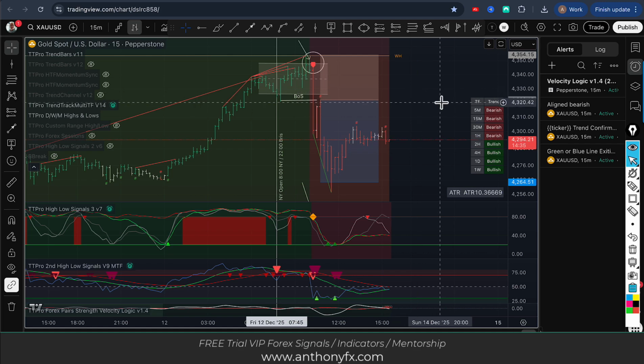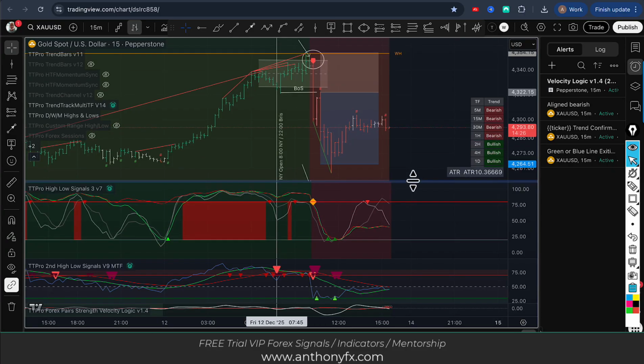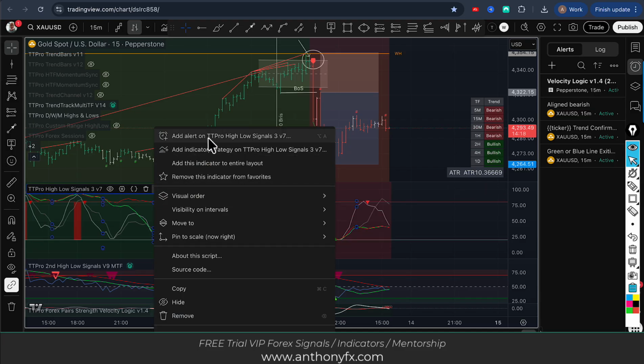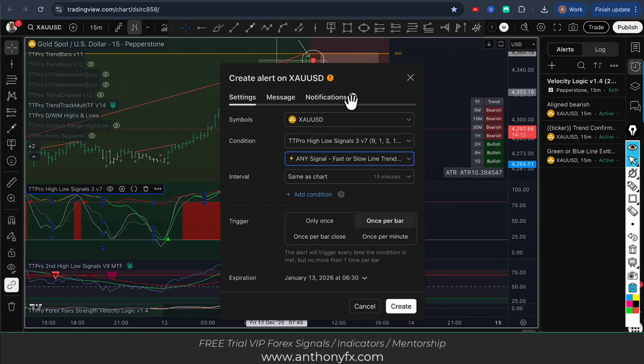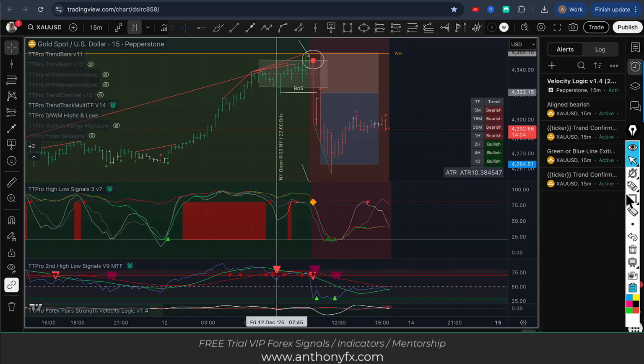Now, what you can do as well is double up on the signals. This indicator here in particular, and look, you've got it down here as well, but I like this one. Just come into the 3 dots, add the alert, and you're going to go any signal, fast or slow line. That's the first one. Just select that once per bar, and you won't miss a beat. Create it. So that gives you 2 signals, and this one especially you're not going to miss.